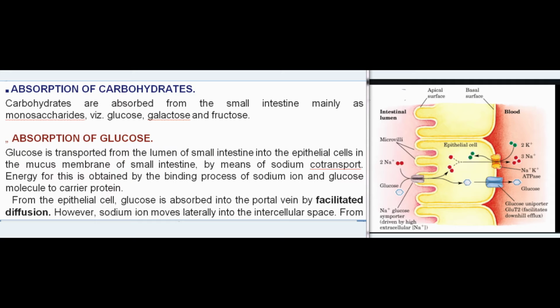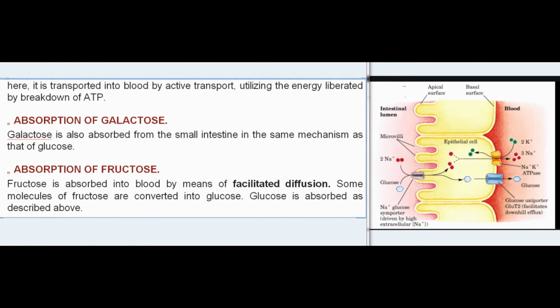Absorption of carbohydrates. Carbohydrates are absorbed from the small intestine mainly as monosaccharides, viz. glucose, galactose, and fructose. Absorption of glucose. Glucose is transported from the lumen of small intestine into the epithelial cells in the mucous membrane of small intestine, by means of sodium cotransport. Energy for this is obtained by the binding process of sodium ion and glucose molecule to carrier protein. From the epithelial cell, glucose is absorbed into the portal vein by facilitated diffusion. However, sodium ion moves laterally into the intercellular space. From here, it is transported into blood by active transport, utilizing the energy liberated by breakdown of ATP.